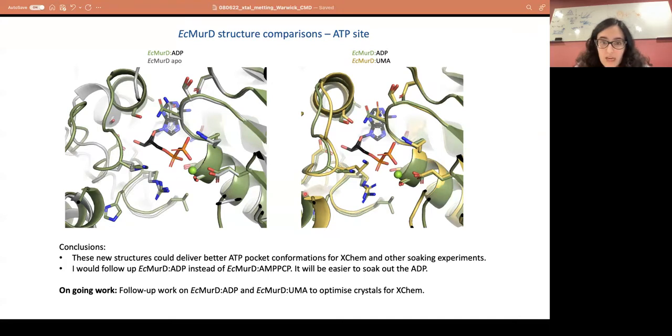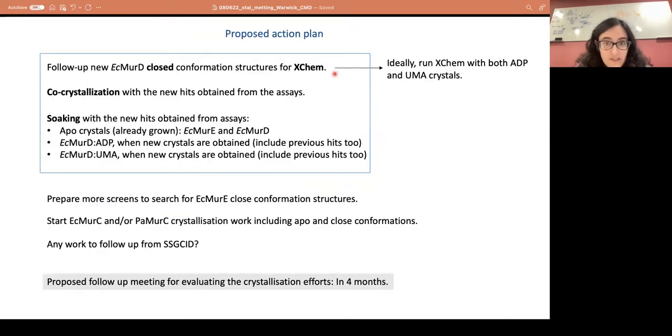In terms of following up the ADP binding structures or ADP-CP, I will continue and follow up on ADP, as it will be easier to soak out that molecule instead of AMPCP, and it is also cheaper because AMPCP is quite expensive. So I'm starting follow-up plates on those. I think now the plan is clearer.